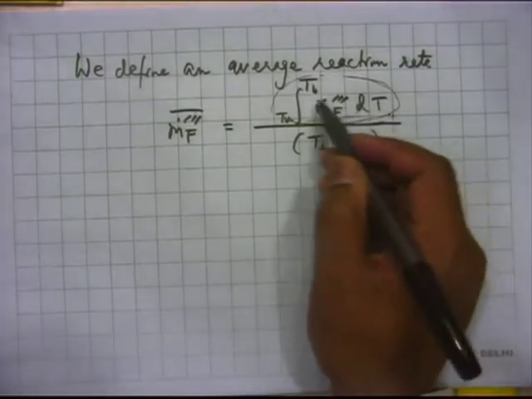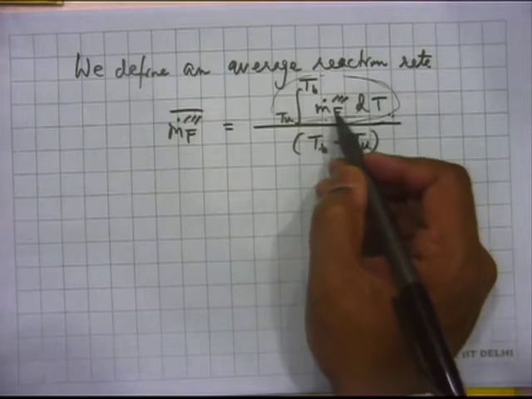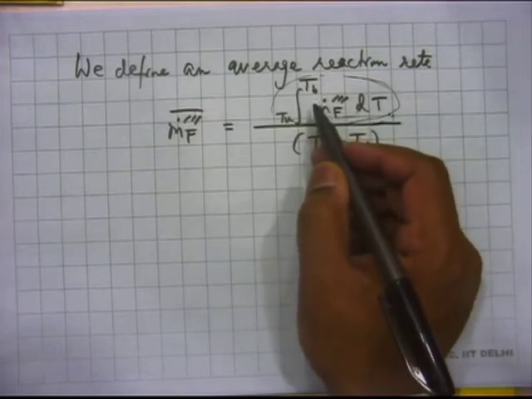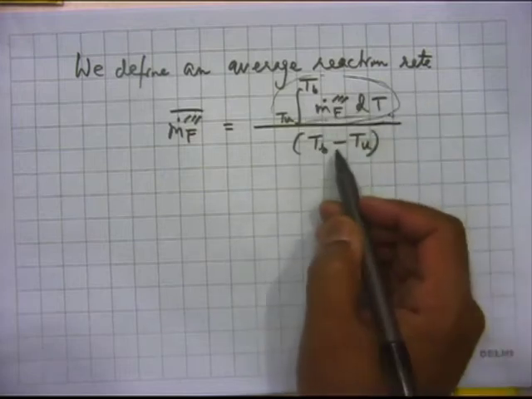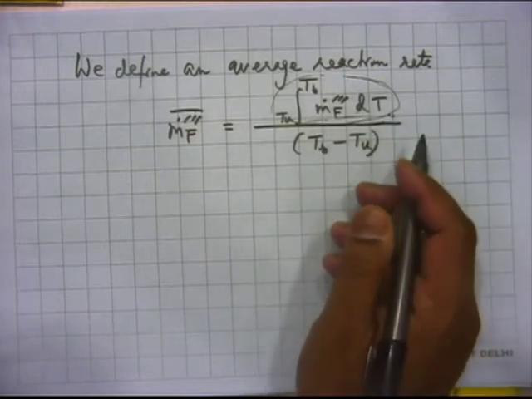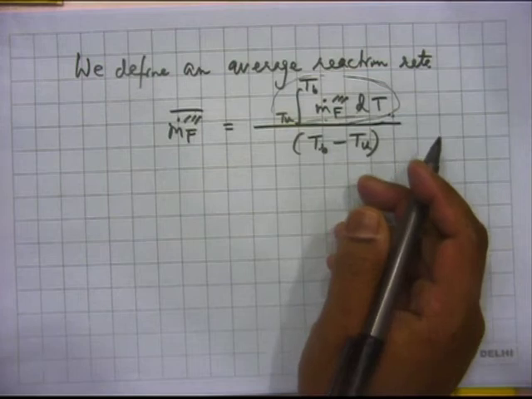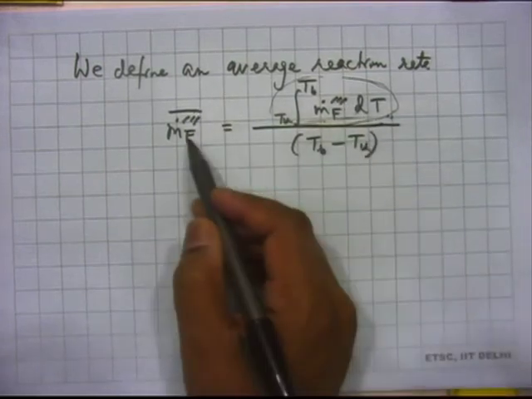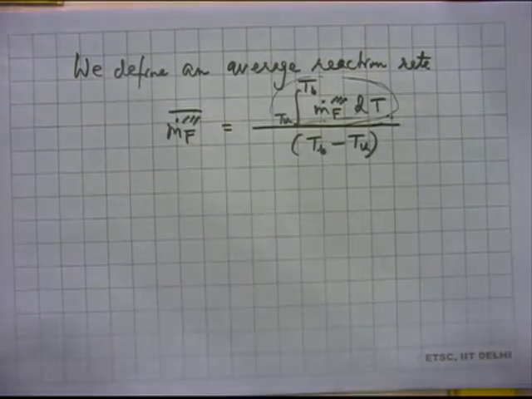Now, if you look at the expression, the numerator has the reaction rate integrated over the domain, and the denominator has the temperature change across the domain. So, this ratio, we are calling it an average reaction rate.